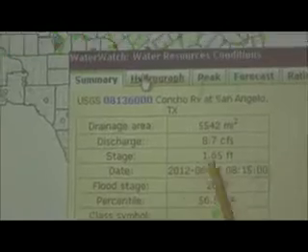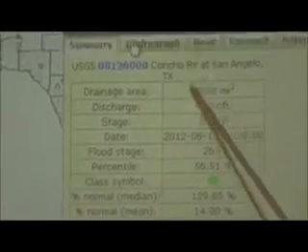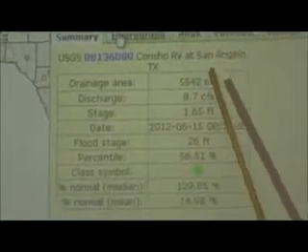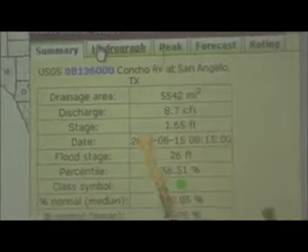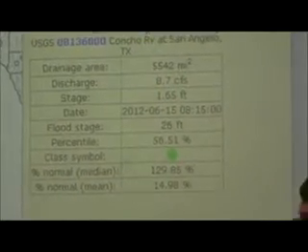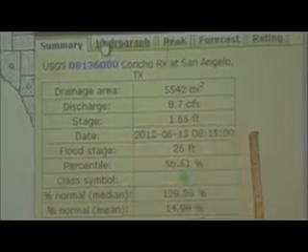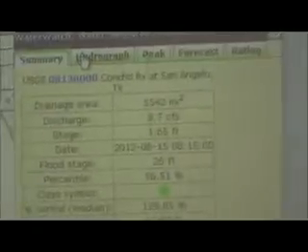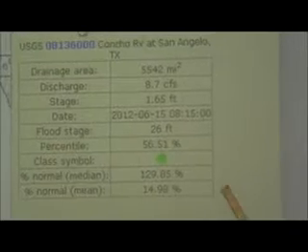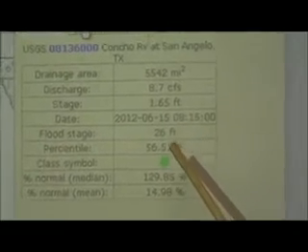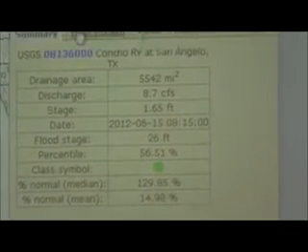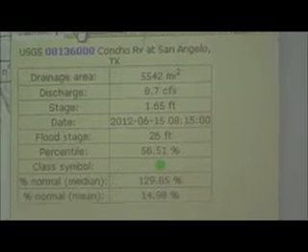So, this is the summary. The area of the drainage basin upstream of the gauge. The discharge, CFS, is cubic feet per second. So, again, it's an English unit. Stage, 1.65 feet. Again, it's relative to a local datum. Flood stage is 26 feet above that datum. So obviously, it's not flooding right now.